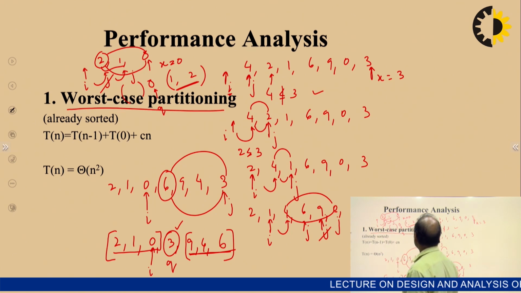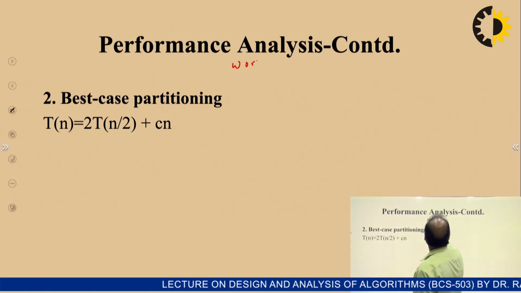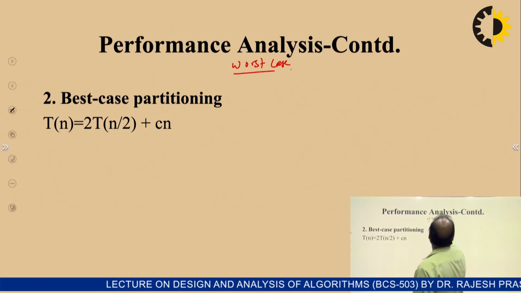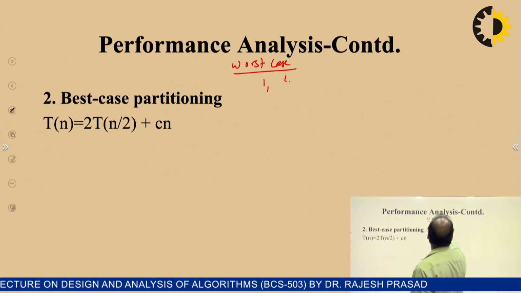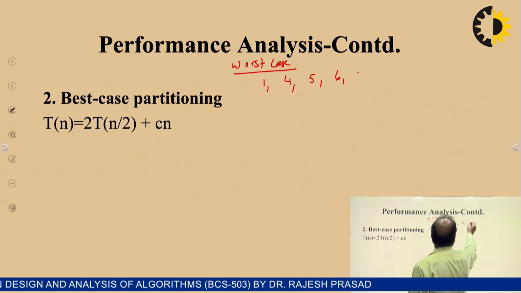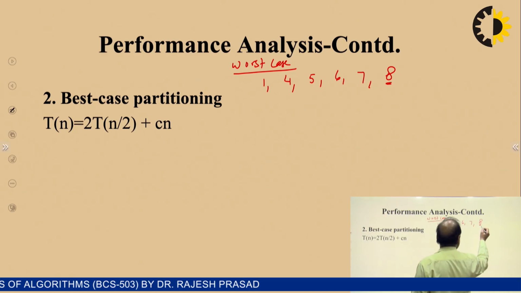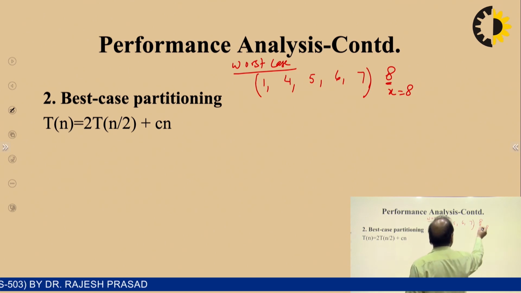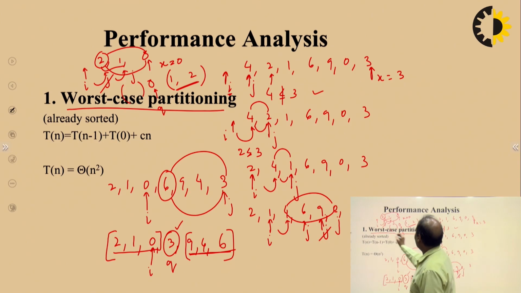Okay, so first one is the worst case partitioning. This is an important case. Worst case partitioning means the array is already in sorted order, like 1, 4, 5, 6, 7 and 8, right? So we know that if we are taking this as a partition element, let's say x, then of course all elements are less than x and there are no elements on the right hand side, okay? This is known as the worst case partitioning.